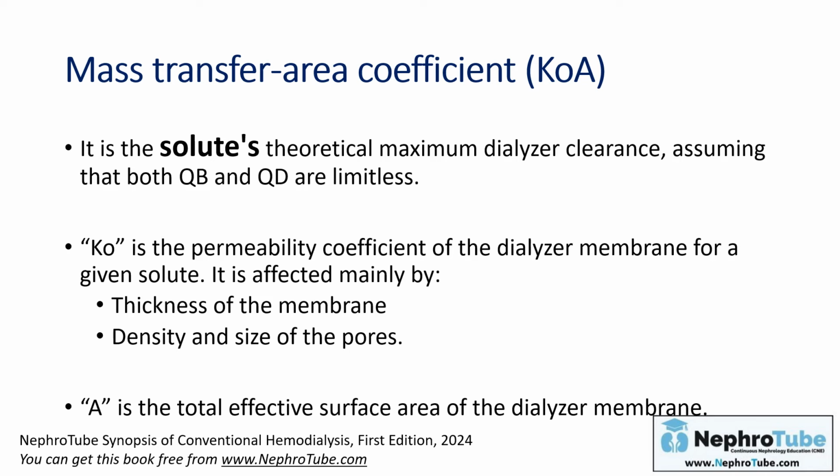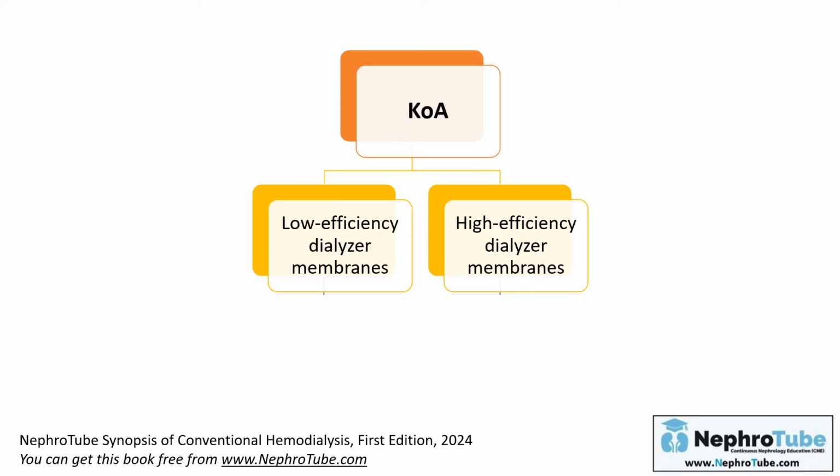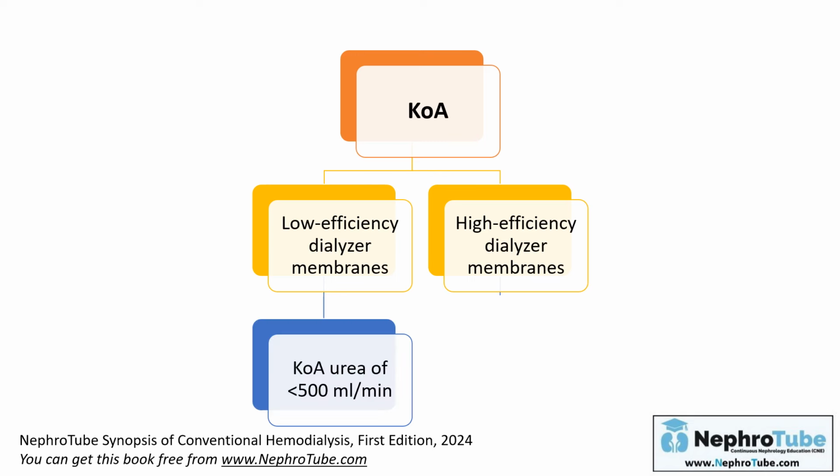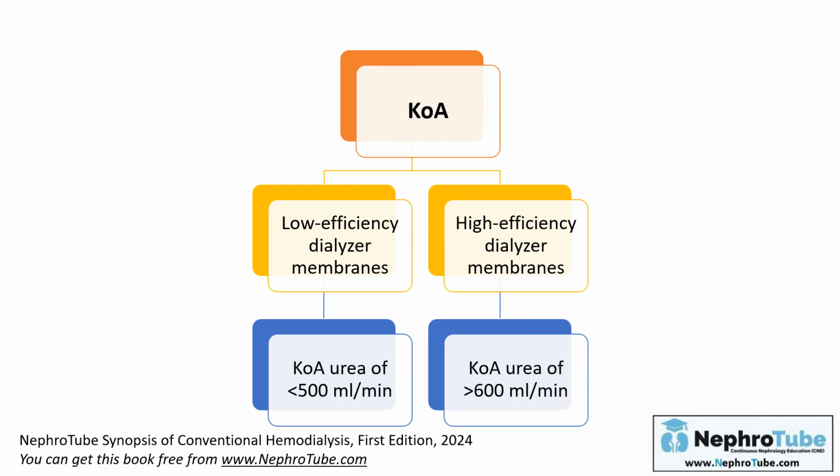According to the KoA, we classify our dialyzers into low efficiency dialyzer membranes and high efficiency dialyzer membranes. The low efficiency dialyzer membranes have a mass transfer area coefficient of urea less than 500, while high efficiency dialyzer membranes have a mass transfer area coefficient of urea of more than 600.